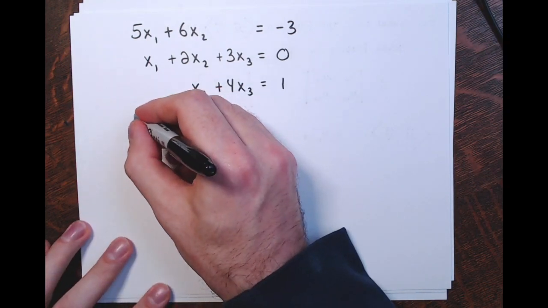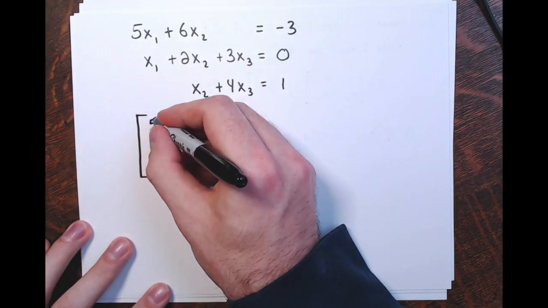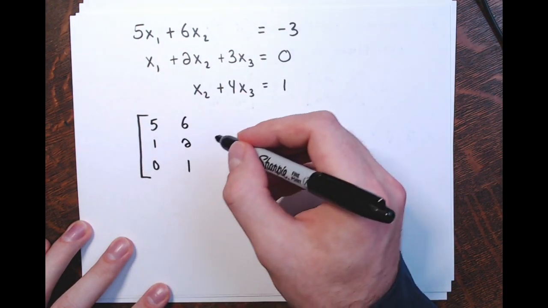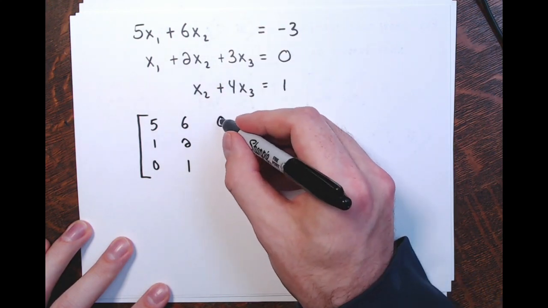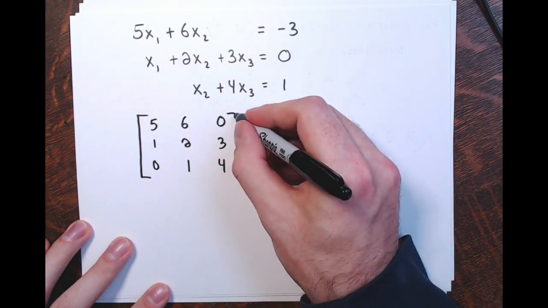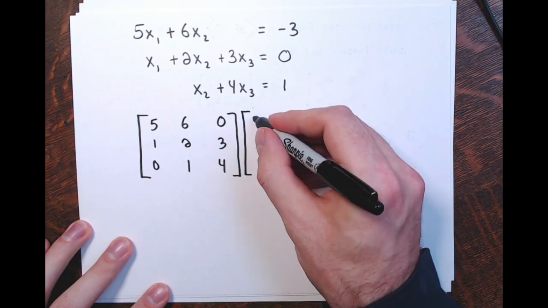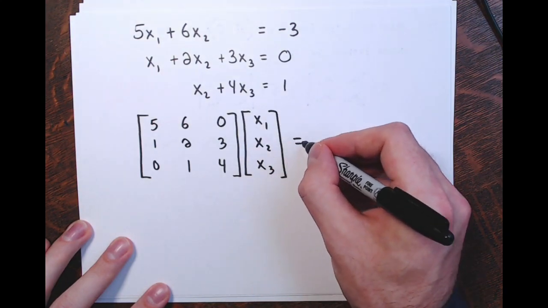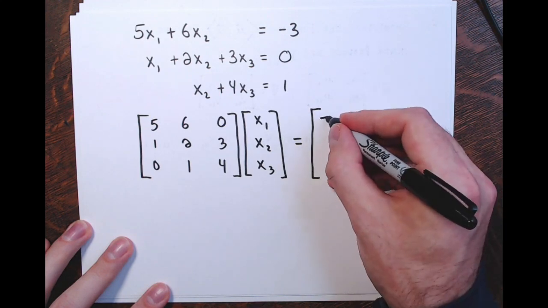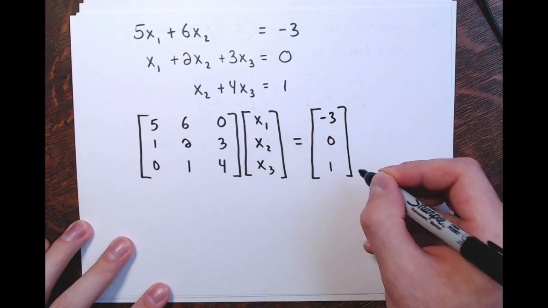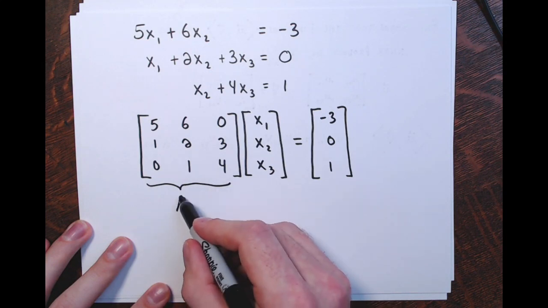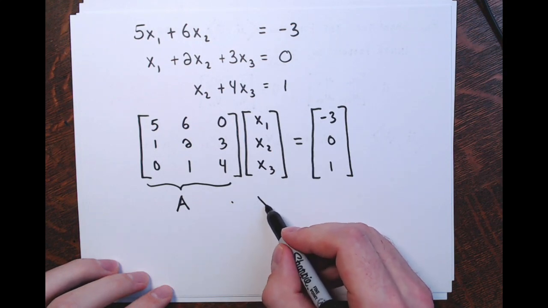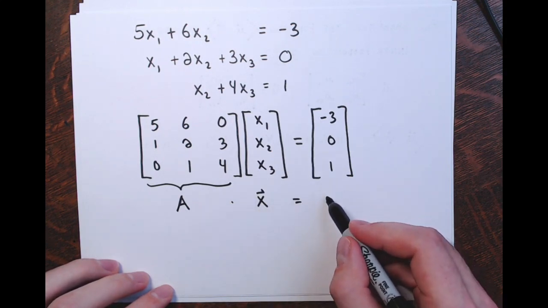As a matrix equation, you have the coefficients of x1, 5, 1, and 0. Coefficients of x2 down the second column, 6, 2, and 1. Coefficients of x3 down the third column, 0, 3, and 4. Times your variable matrix, x1, x2, x3. Equals, and then the constants, -3, 0, 1. So here's the coefficient matrix A, and it is a 3x3. It is a square. Times your variable vector x, equals the constant matrix B.